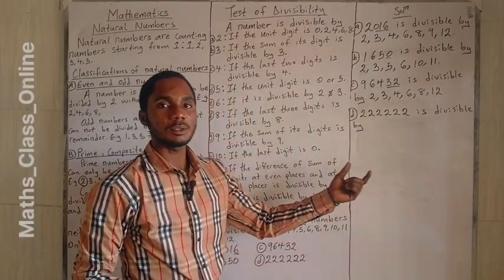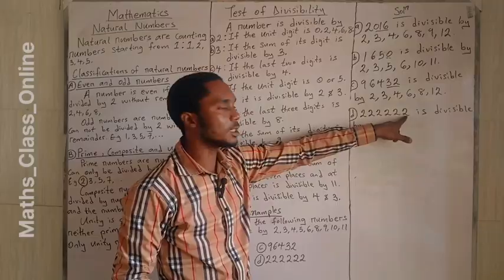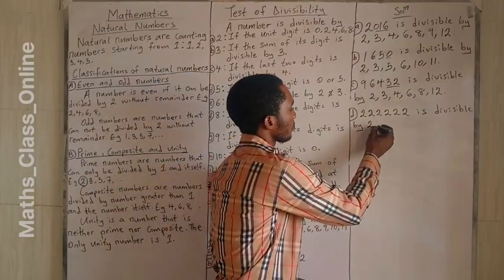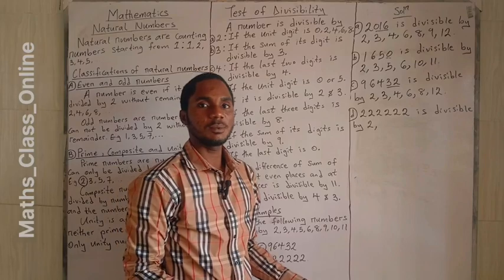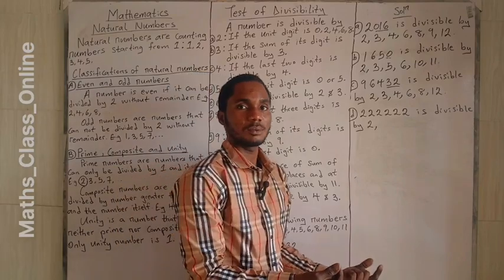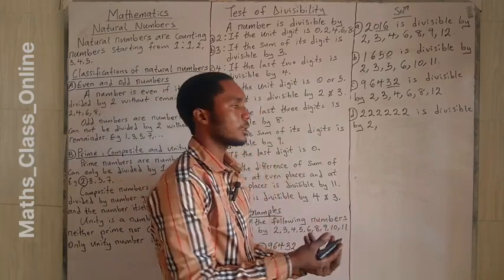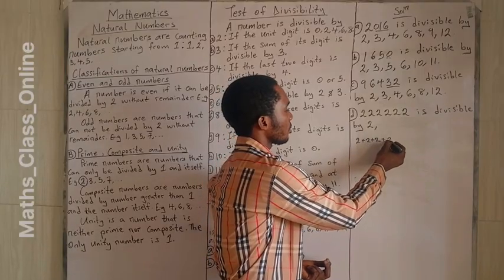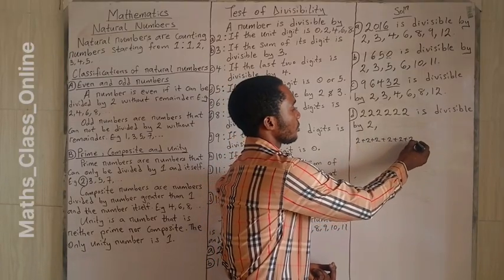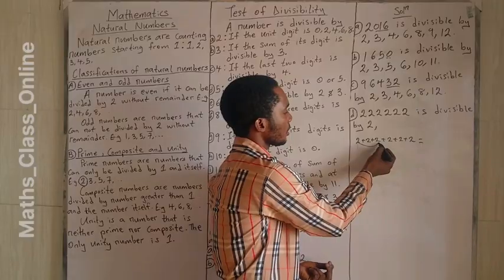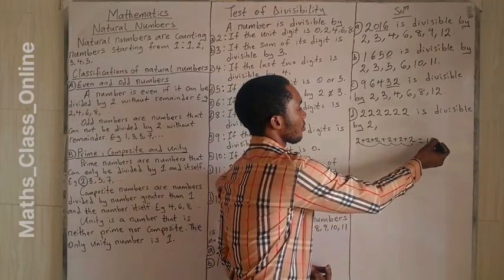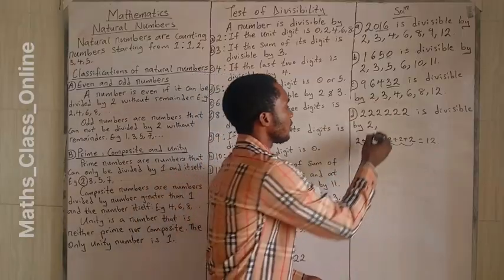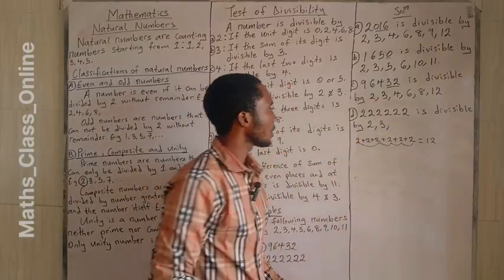This number is divisible by 2 because the unit digit is 2. Let's test for divisibility by 3. What are we going to do? We take the sum of the digits: 2 plus 2 plus 2 plus 2 plus 2 plus 2. 6, 8, 10, 12. 3 can divide 12. That means the number is divisible by 3.